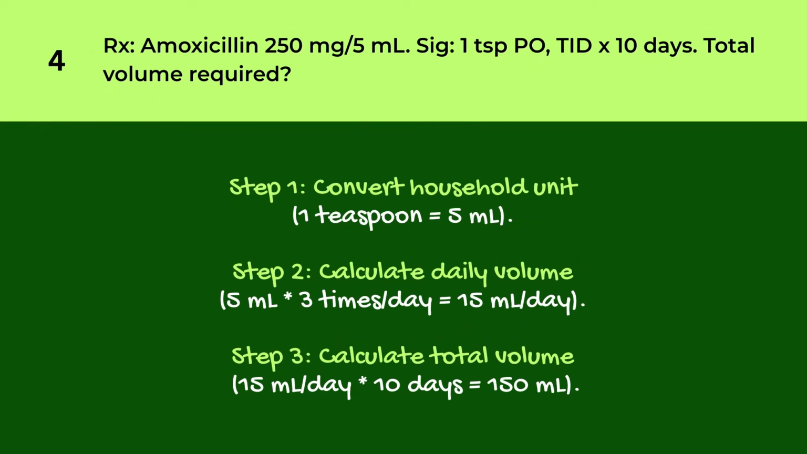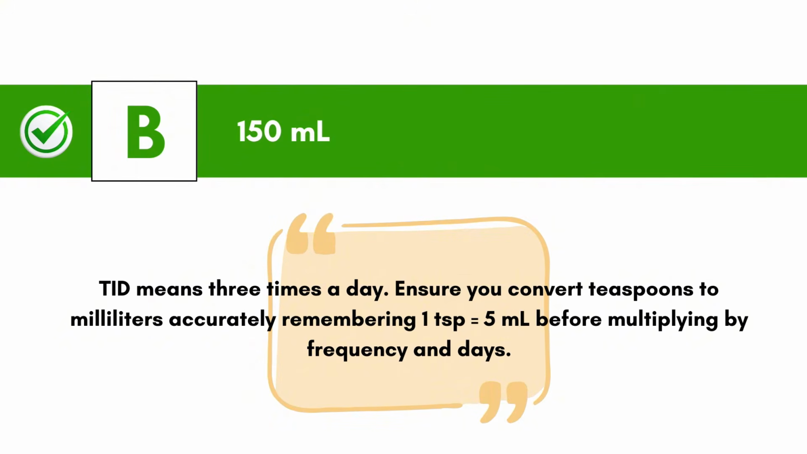Let's verify if we got it right. And the answer is option B, 150 milliliters. TID means 3 times a day. Ensure you convert teaspoons to milliliters accurately, remembering 1 teaspoon equals 5 milliliters before multiplying by frequency and days.